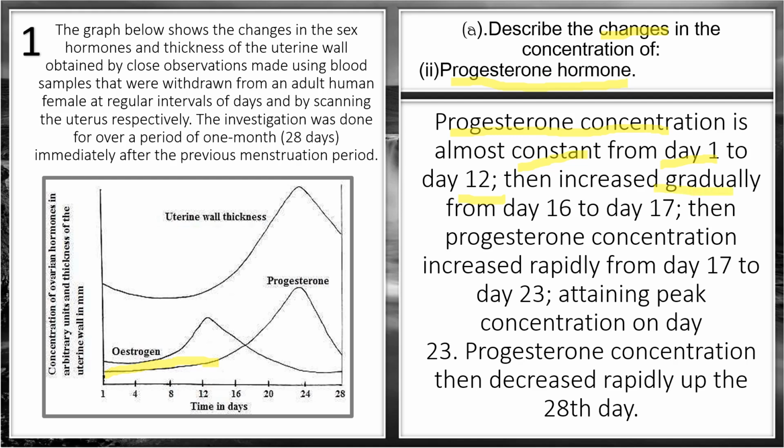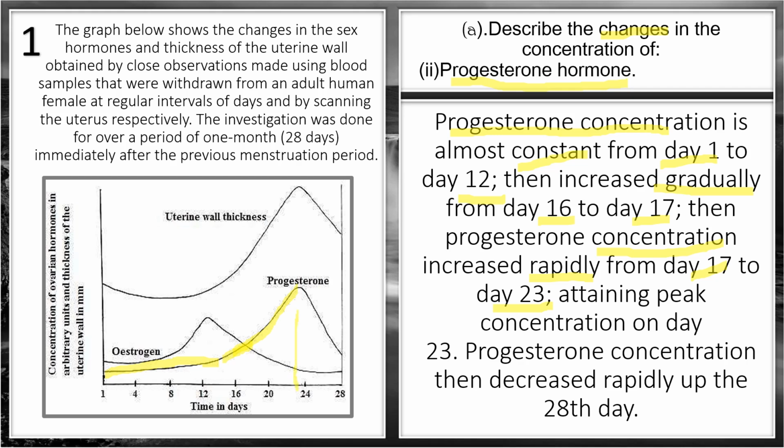But it increases gradually from day 16 to day 17. So from the 16th day to around the 17th here, it increased gradually. Then the progesterone concentration increased rapidly from day 17 up to day 23. So from here, 17 up to around the 23rd, it increased rapidly and it attained the peak around the 23rd here.